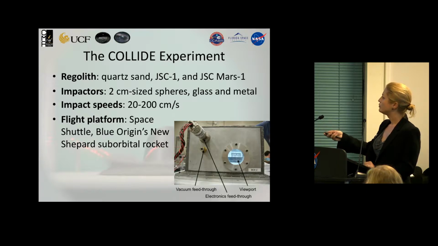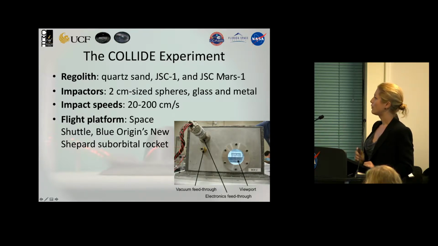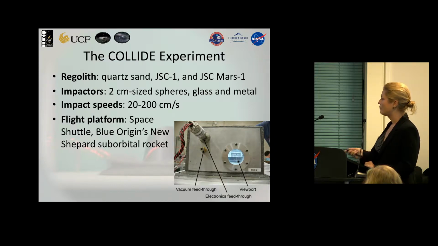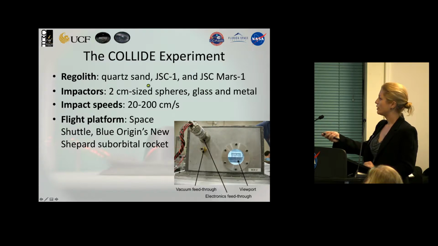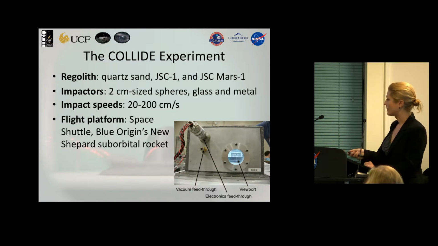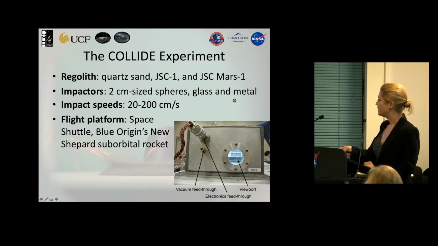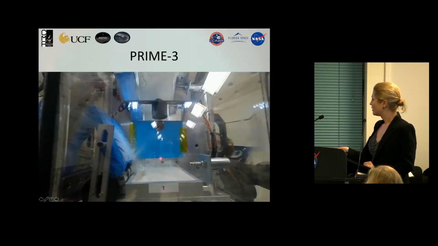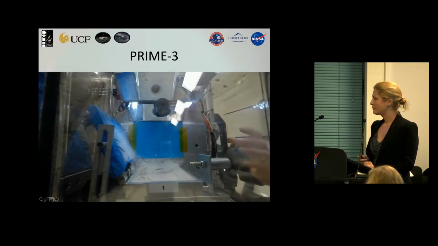Here, in addition to quartz sand and lunar simulant, we also used Mars simulant. The impactors are the same, just a bit of a larger impact speed range, and this setup flies on suborbital rockets, so it has to be a bit stronger. As you can see, the vacuum box here is a bit rougher. And so this is the kind of data that we get.